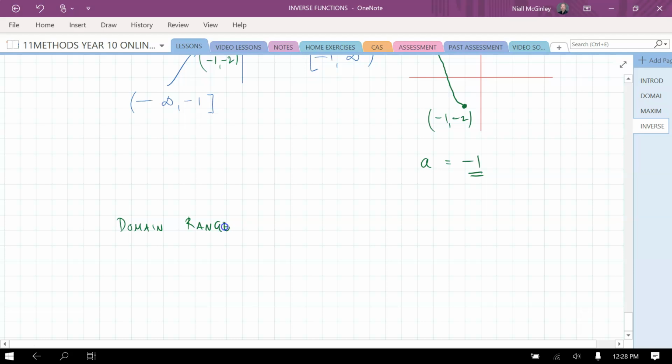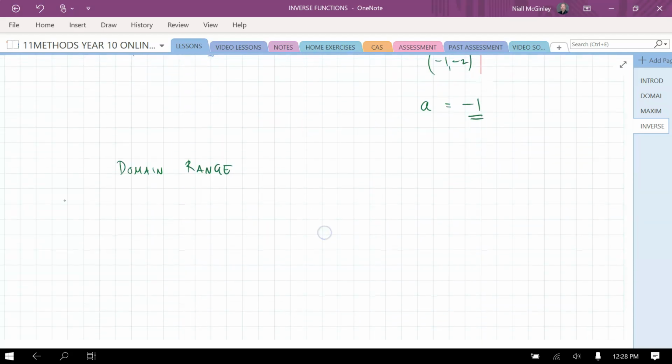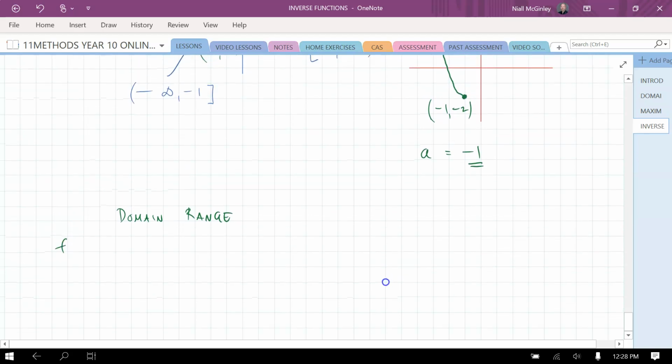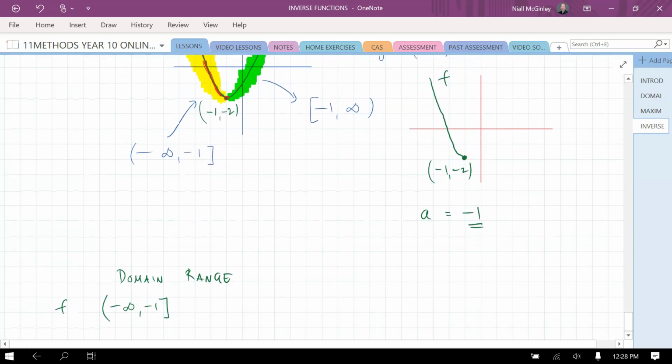Okay, so we've got our function here. We call it f. What's the domain of f going to be? Well, the domain of f is going to be -infinity up to -1 including. We have done a sketch here, so if we think about what the range of this function is going to be, the first y value we hit is -2, the last one we hit is infinity. So the range is going to be -2 to infinity.